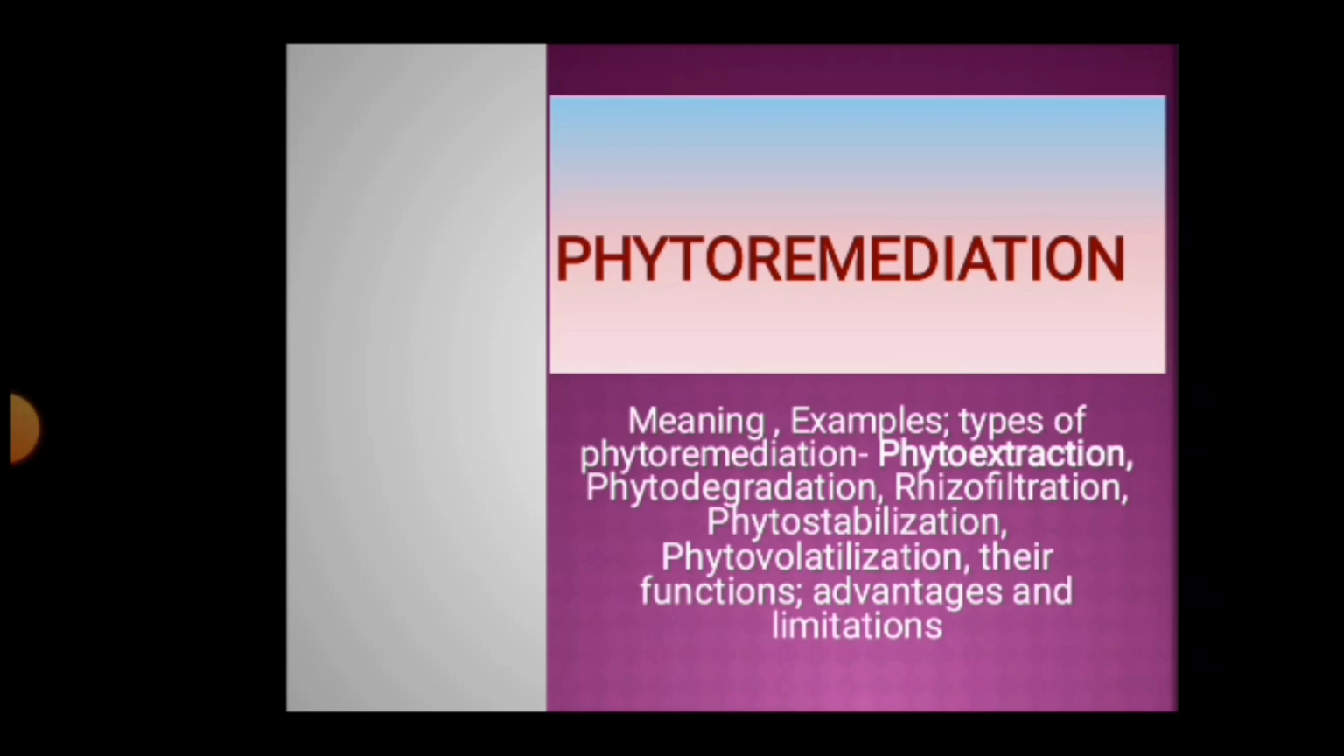In today's video, we will discuss phytoremediation, a process of removing pollutants from the environment with the use of plants. The meaning, examples, types of phytoremediation, that is phytoextraction, phytodegradation, rhizofiltration, phytostabilization, phytovolatilization, and their functions. Also, the advantages and limitations of phytoremediation will be discussed here. So stay tuned in this video.